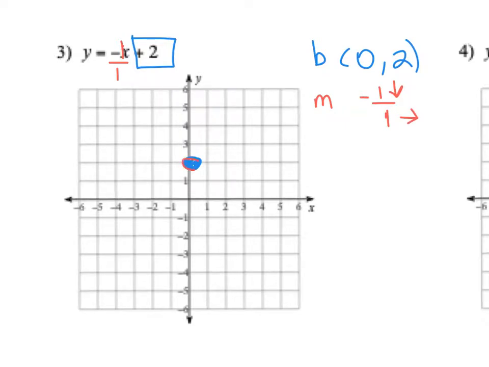So from where I began, I'm going to go down 1, right 1. And just keep going in that pattern. Down 1, right 1. Notice to go in the opposite direction, I go up 1, left 1. Okay, and that's my line.